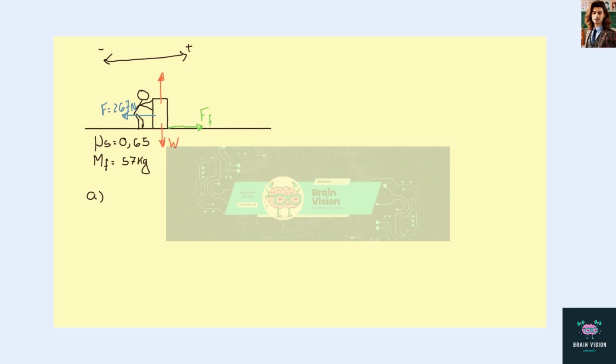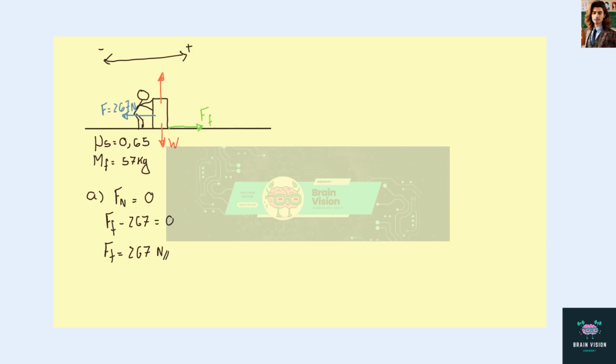So if the refrigerator does not move, its acceleration is equal to 0. Then Newton's second law tells us the following. The net force is equal to 0. But the net force is composed of two forces. The frictional force, which is positive, minus the pushing force, which is 267 newtons, to the negative direction. So this is why I put a minus sign there. And this is equal to 0. Therefore, in the situation proposed by the first item, the frictional force is equal to 267 newtons.